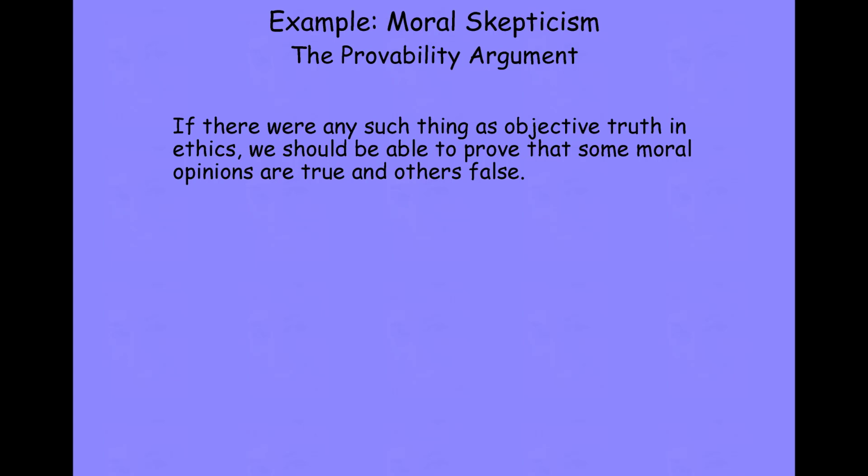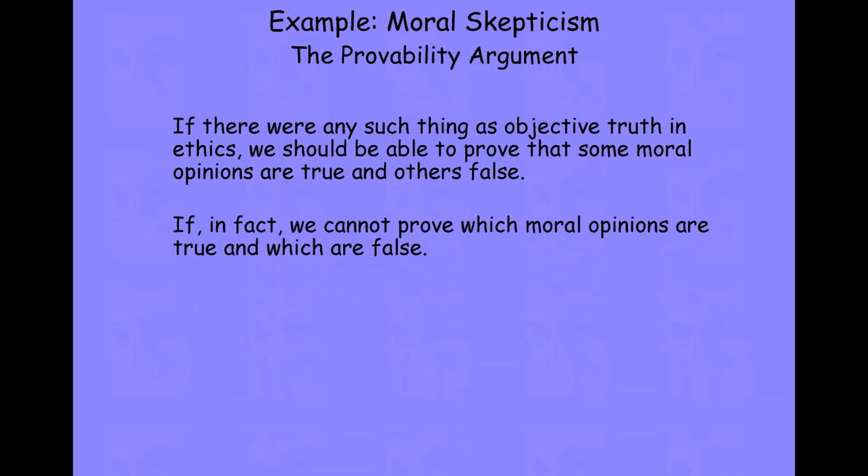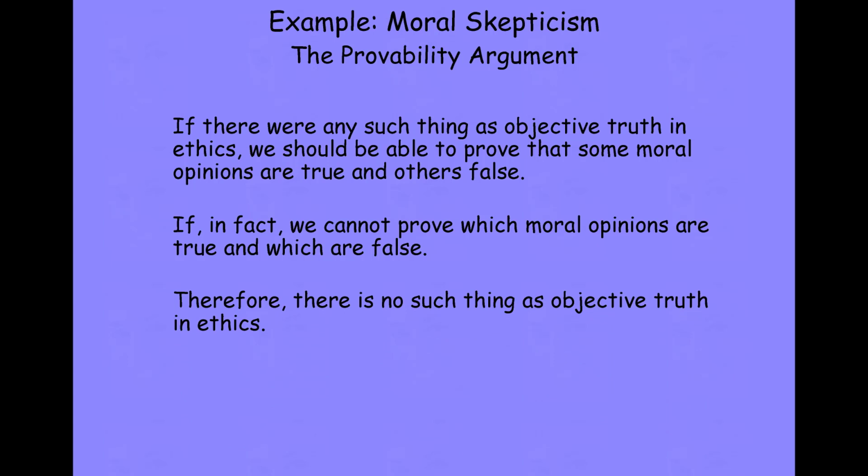Now, the idea here is that if there are truths that we can know, we should be able to come up with good reasons for why a particular truth is in fact true. We should be able to know those truths or fail to know those truths. Second premise, if in fact we cannot prove which moral opinions are true and which are false, then we have this basic contradiction between what ought to be true if there are moral truths and what we in fact observe in our ability to demonstrate the truth or falsity of our moral opinions. Finally, conclusion: therefore there is no such thing as objective truth in ethics.